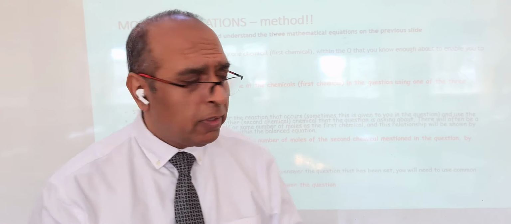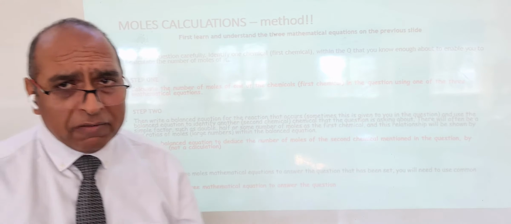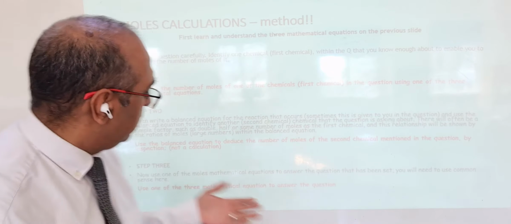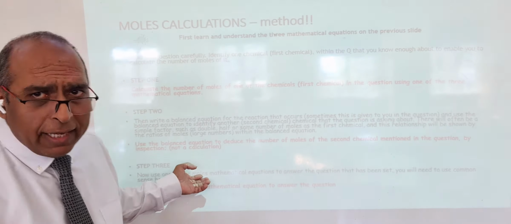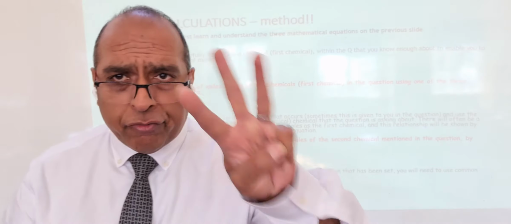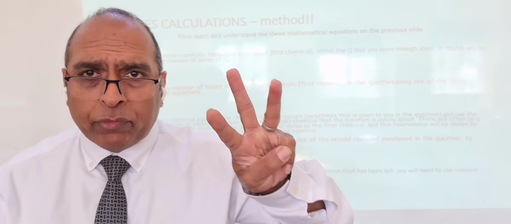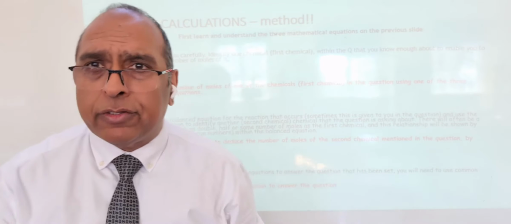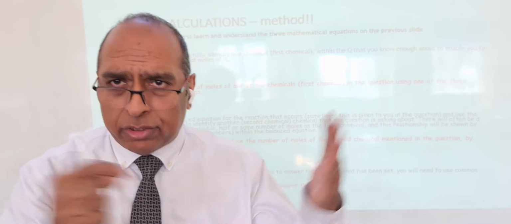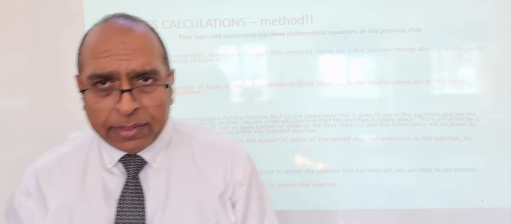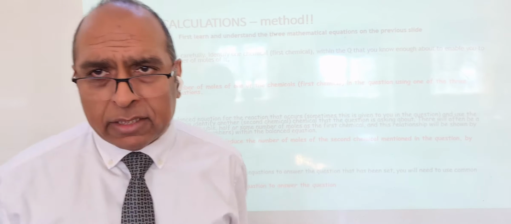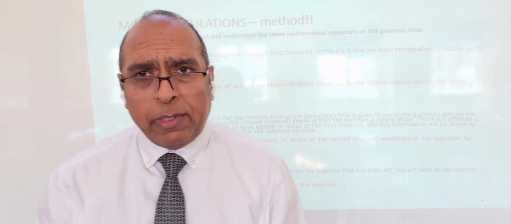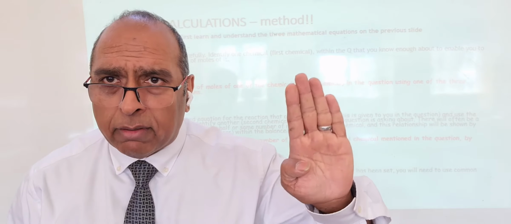And when you've got the number of moles of the second chemical, then you're in a position to answer the question. What you do now is read the question to see what it wants. And you're going to use the three equations again, but only one of the three, and answer the question. So if they want a concentration, it'll be the concentration equation you use. If they want a volume, it'll be the gases equation you use. If they want a mass, it'll be the mass equation you use. And it will always be about the second chemical.